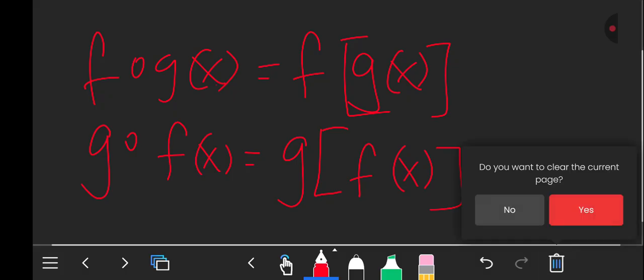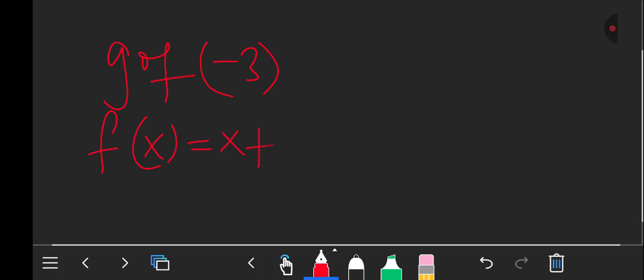So this is what it is all about when you're dealing with composite functions. Let's understand this better. For example, let me say I have g of f of negative 3. Then the functions I have are f of x is equal to x plus 1, and g of x is equal to 2x minus 4. How can I find g of f?